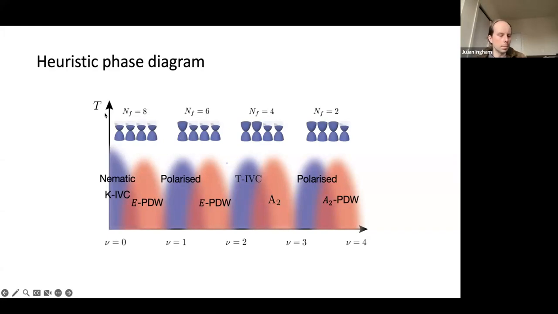So at integer fillings, nu equals 0, 1, 2, 3, we get these blue domes, which correspond to insulating or nematic states. I'll explain what these names mean in the next slide. But we get these blue domes at integer fillings. And then as we dope away from integer fillings, we get these red domes, which are superconductors. And this reproduces exactly the phase diagram I showed on my first slide. We have this interlaced pattern of insulators and superconductors.